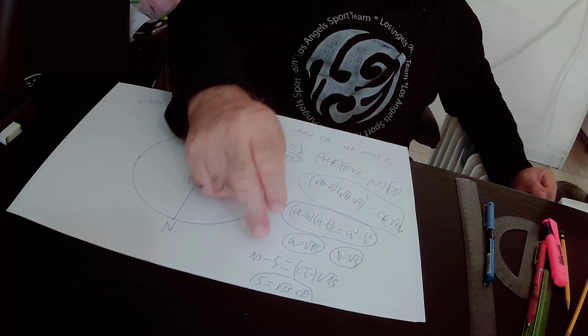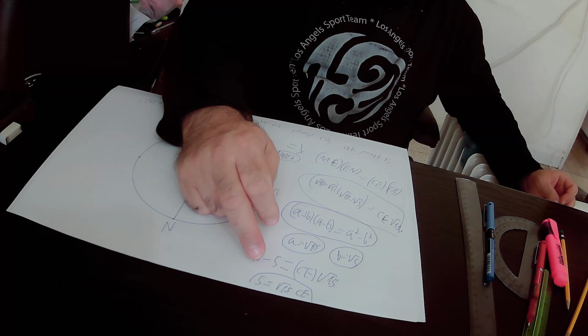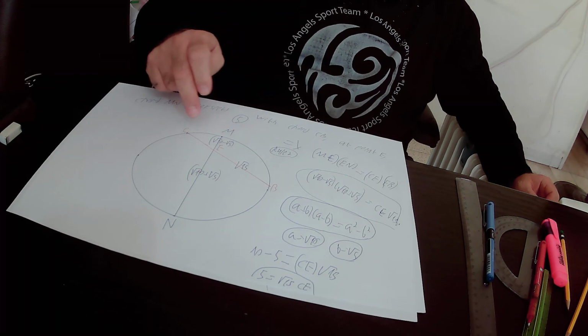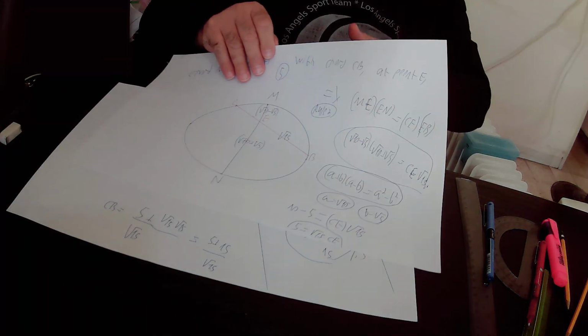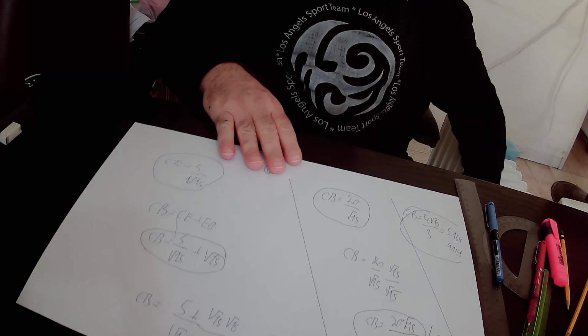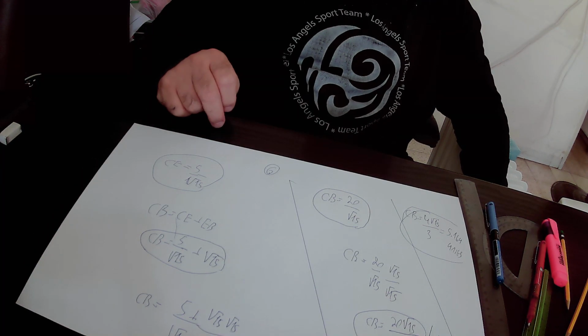Then we divided this equation by the square root of 15. In this way we found the value of CE, that is the missing line segment. So we found that CE equals 5 over the square root of 15.